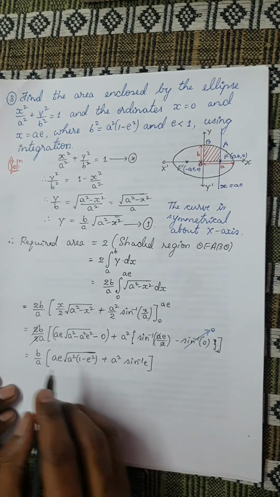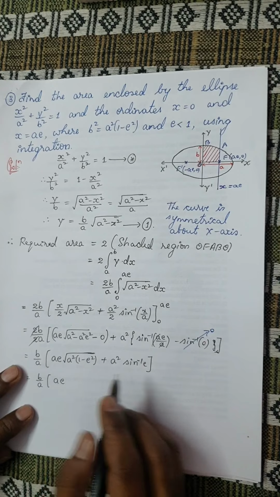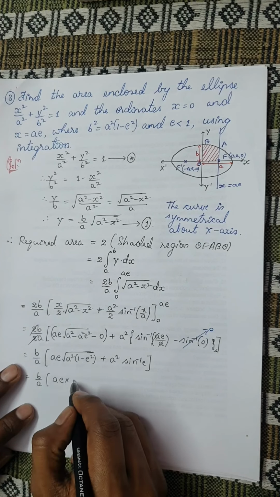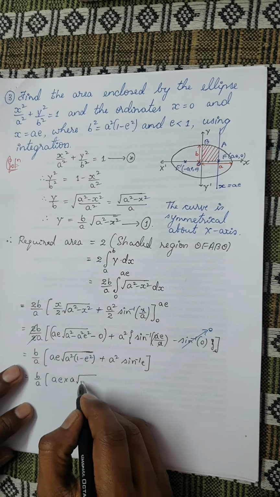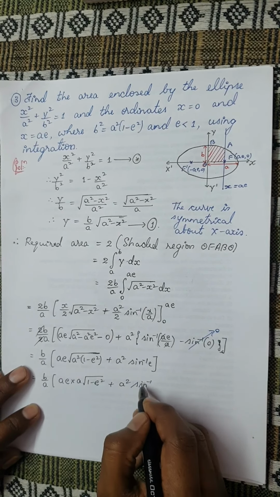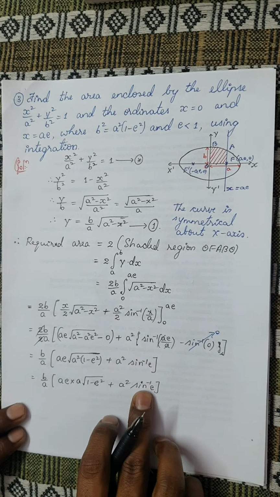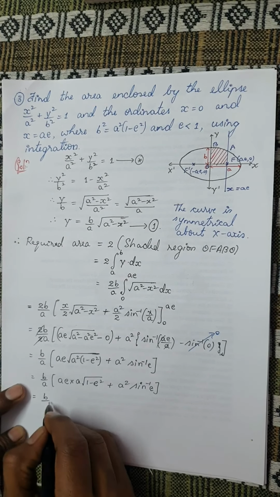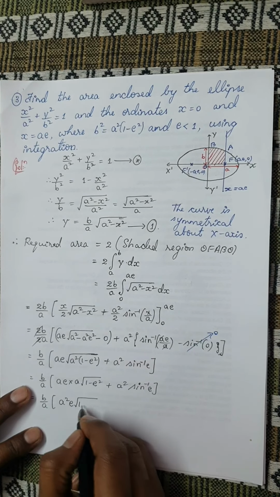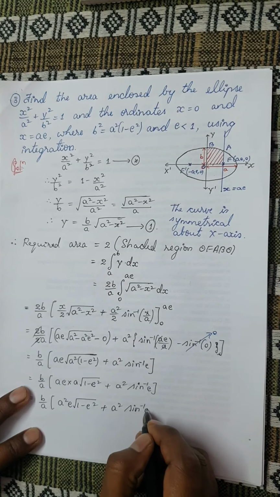Right. So now this is nothing but b divided by a into ae. Remember, I have a root of a square here. If you bring this a square outside, you will just get a into root of 1 minus e square, plus this is a square sine inverse of e. You are not going to get any further result for this, just keep it as it is. So this is nothing but b by a into, now a into a would be a square, into e into root of 1 minus e square plus a square into sine inverse of e.